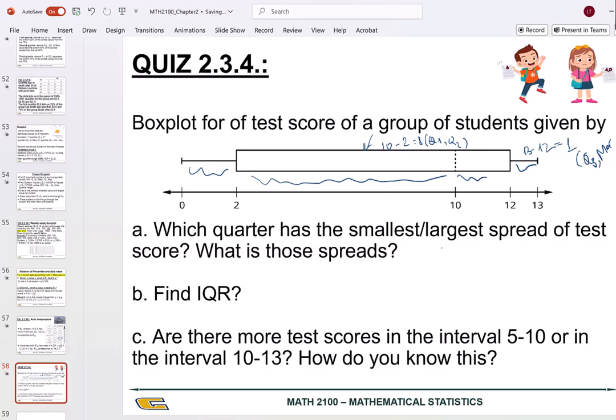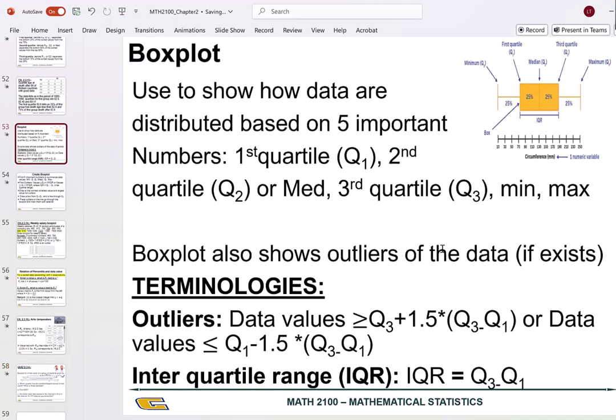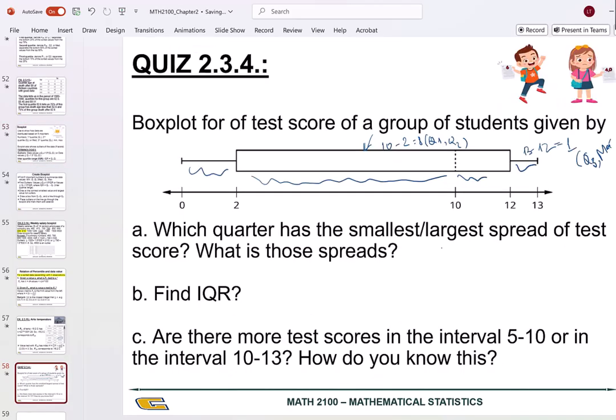Next, find the IQR, which is the interquartile range. We define the interquartile range as Q3 subtract Q1. This is the definition of interquartile range. In this case, Q3 is 12 and subtract Q1, which is 2. So the interquartile range is 10 in this case.